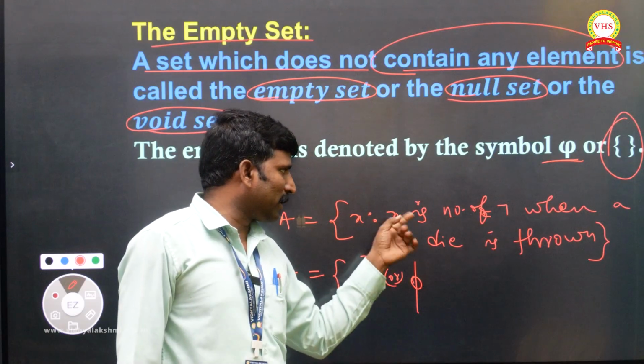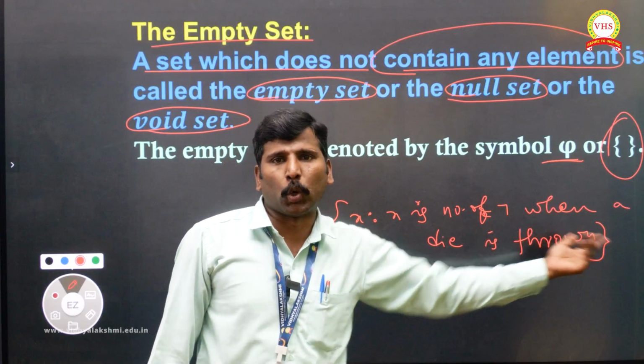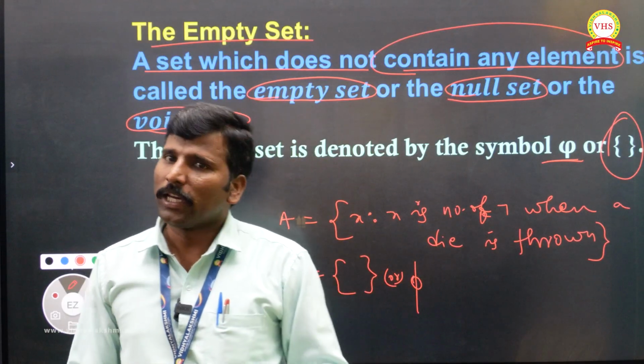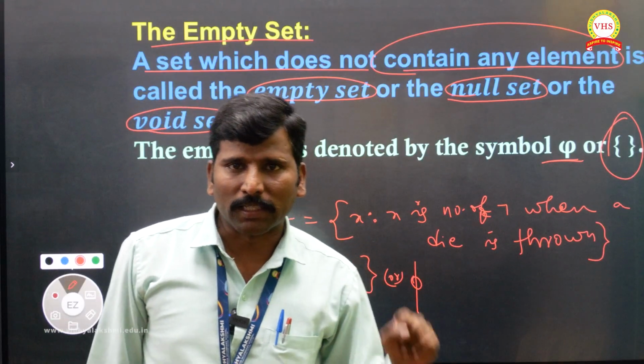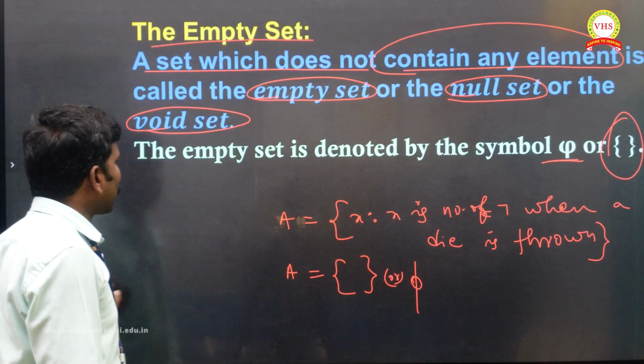Suppose x is the number 7 when a die is thrown. In that sense, when you throw a die, you never get the number 7. So that will be called an empty set. Okay, right, fine. Next we will go.